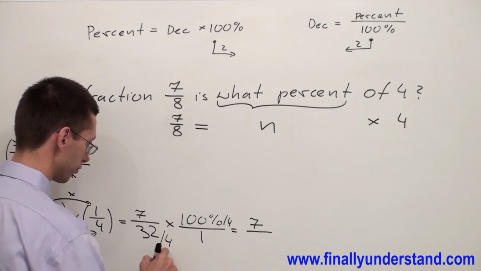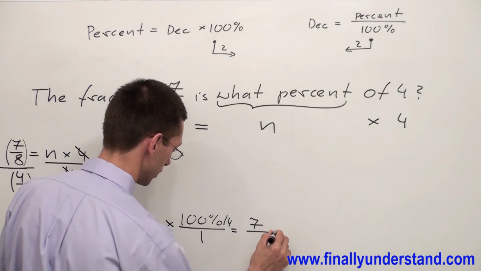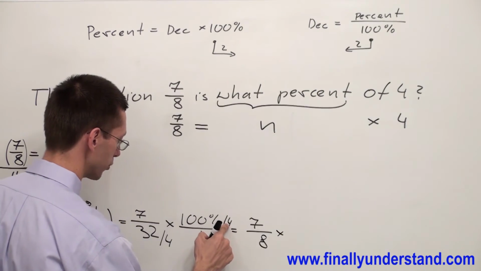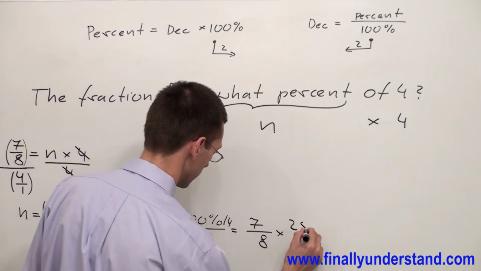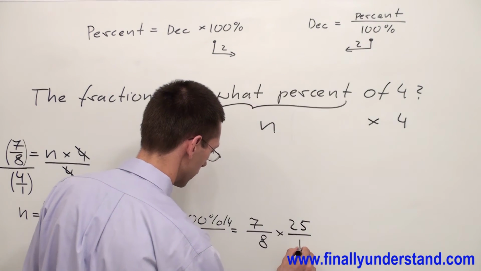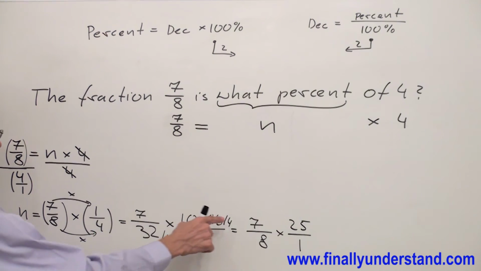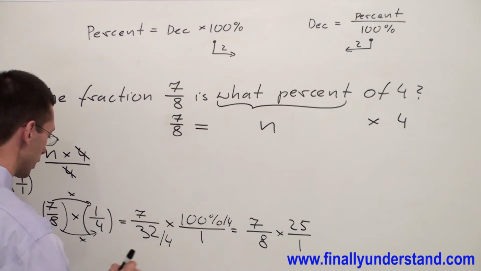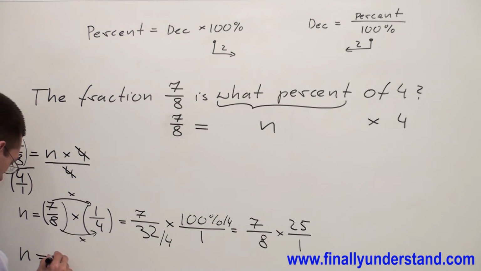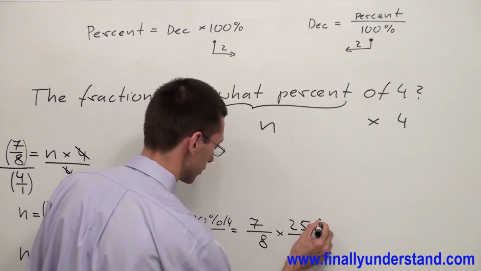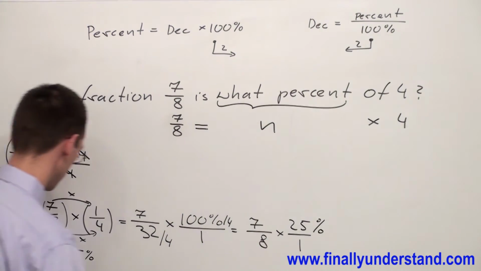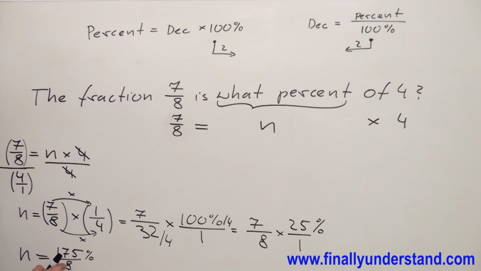7/32, divided by 4 is 8, times 100 divided by 4 is 25/1. Okay, so I'm going to have n equals 7 times 25 is equal to 175/8. Okay, don't forget about percents. We have percents. Okay, now this is an example of an improper fraction.